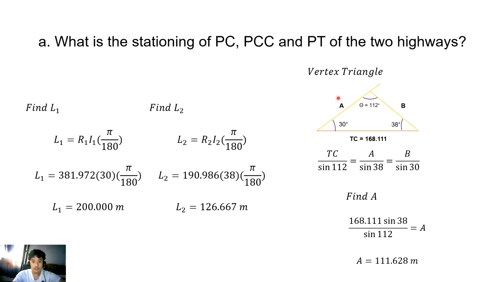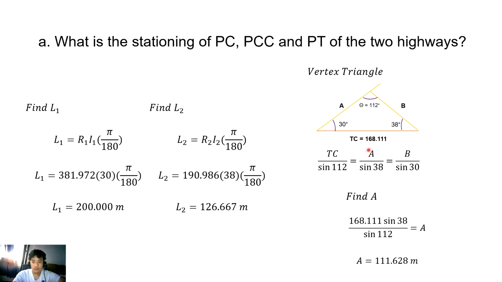So, paano nga ba natin makahanap tong A na to? So, gagamit tayo ng vertex triangle. Then, sine law. So, alam naman natin na ito ay 30 degree. Then, itong given na ito ay 38 degree. Then, nakuha na rin naman natin to, which is 112. Pinag-minus lang natin to at minus natin sila sa 180 degree. So, ngayon, para makuha naman natin yung TC, na pinag-add naman na natin kanina yung dalawa, which is yung T1 at T2, then we'll get 168.111.